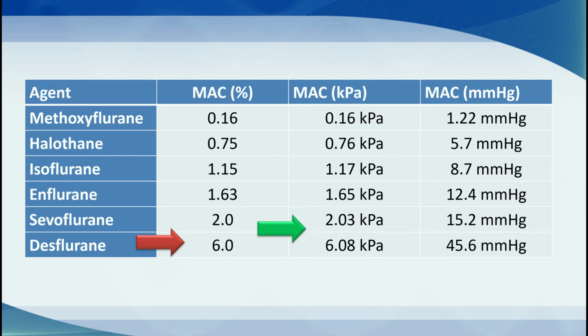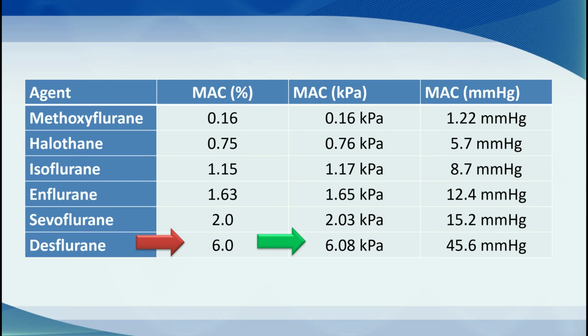If you are administering 6% desflurane, this means that 6% of alveolar gas is occupied by the drug, around the same as carbon dioxide or water vapor. That's 6 kilopascals or 46 millimeters of mercury. You must take this into account with your oxygen dosing. The maximum amount of alveolar oxygen in that situation is about 82%.